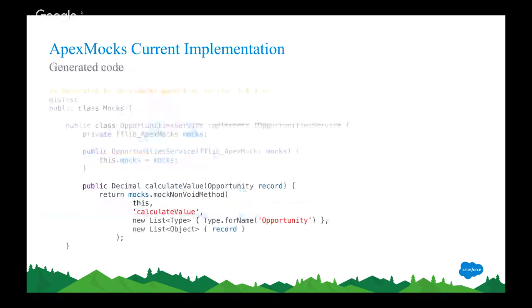The generated code looks something like this. You get your mocks class, and you'll see it has an opportunity service in it, and it implements your interface. Then it sets up this fake method with the call to mock non-void method. You'll notice it looks relatively similar to the handle method call of the stub provider, and it does work very similarly. The downside is all of this code has to be included in your code base.